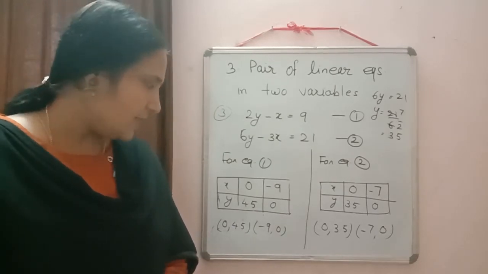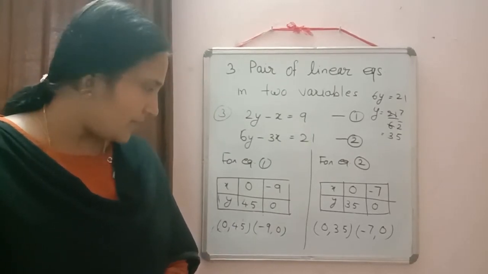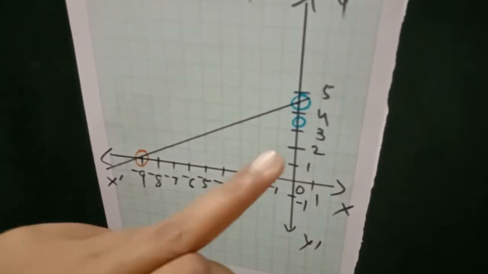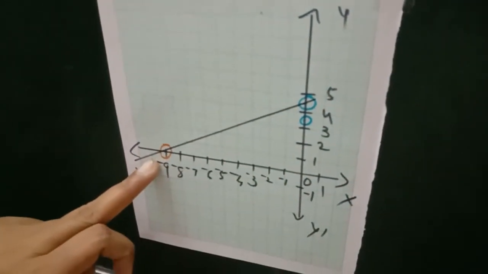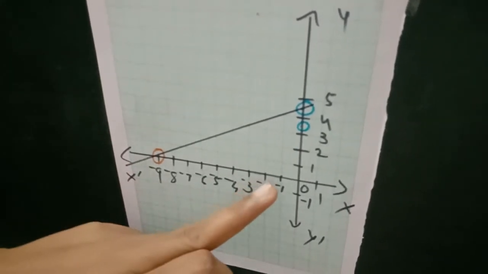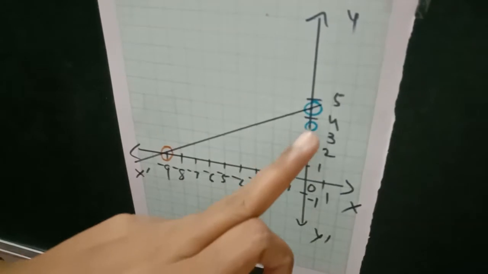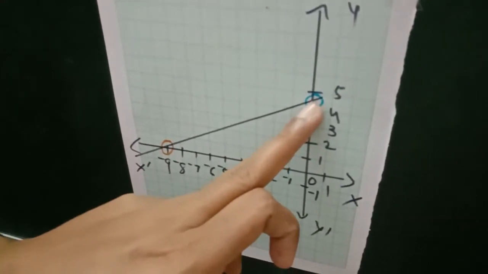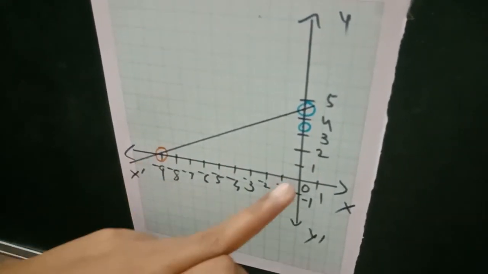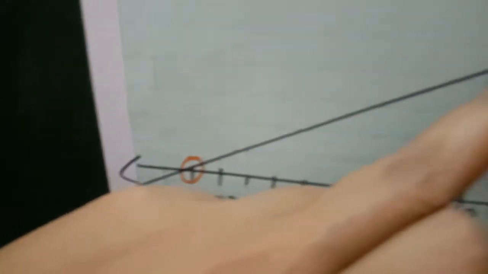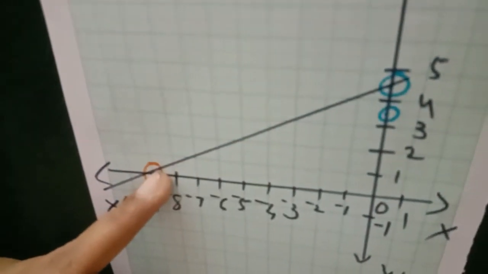Now we will draw the graph. We will plot the points. You can check there. I have drawn the line for the first equation. You all can also draw. Our first coordinate was 0, 4.5, and then minus 9, 0. In the x coordinate we have minus 9. So I have drawn a line joining these two points.